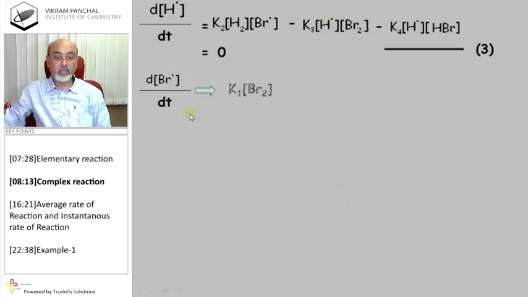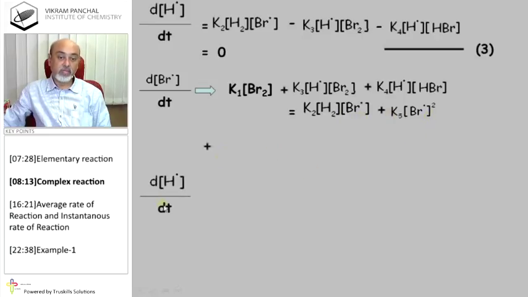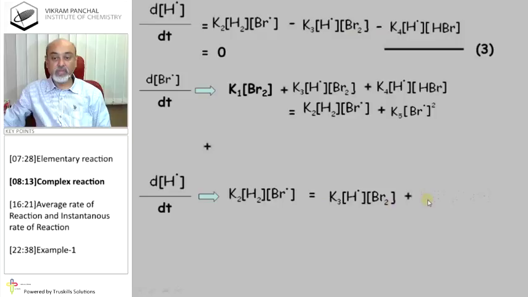So for the second equation, we write K1 Br2 plus K3 H dot Br2 plus K4 H dot HBr is equal to K2 H2 Br dot plus K5 Br dot square. For this reaction, from equation 3, we can write K2 H2 Br dot is equal to K3 H dot Br2 plus K4 H dot HBr.